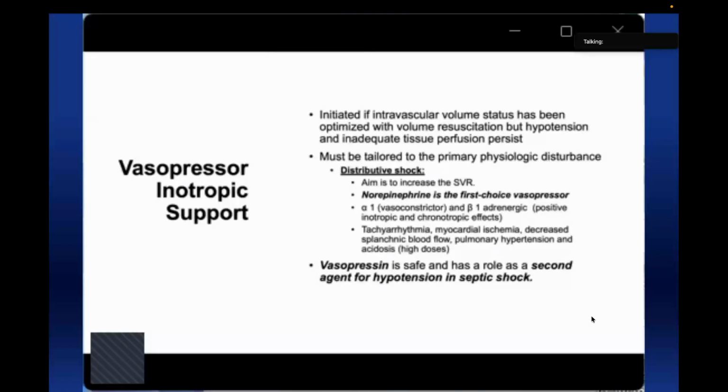Now, in the sepsis guidelines, vasopressin is safe and has a role as a second agent for hypotension in septic shock. We usually give vasopressin if your norepinephrine has already reached up to 0.3 to 0.5. This is to avoid or minimize the tachyarrhythmia brought about by norepinephrine, since norepinephrine is a form of catecholamine with alpha and beta adrenergic receptors. Vasopressin is not a catecholamine, so this can be used as a second line for patients with septic shock.